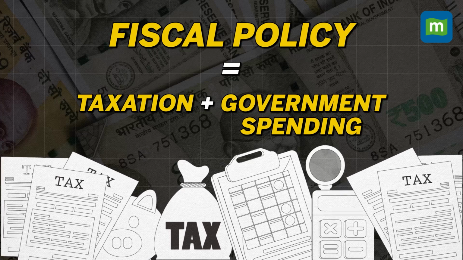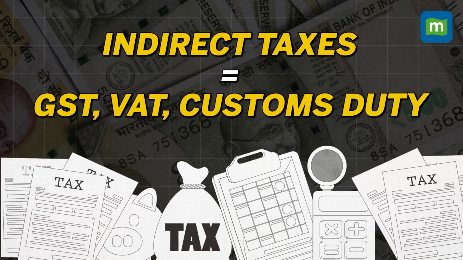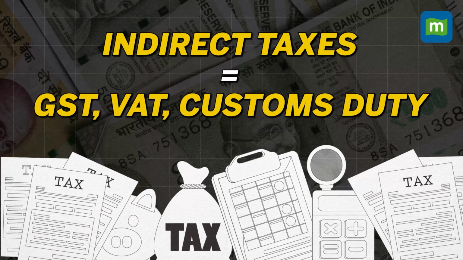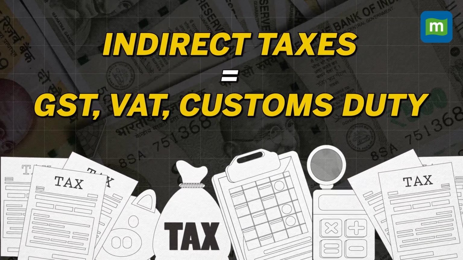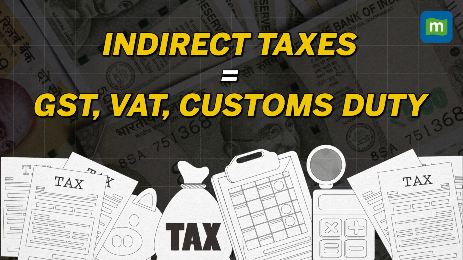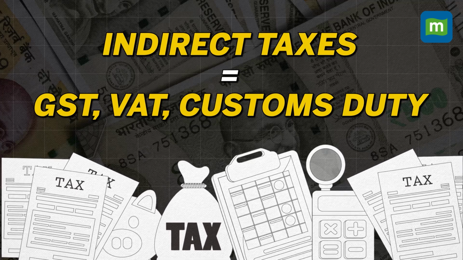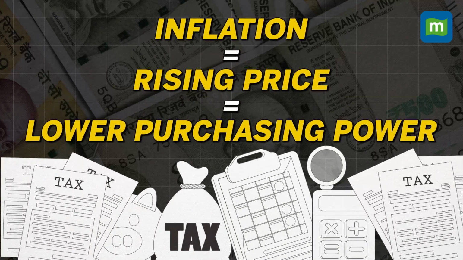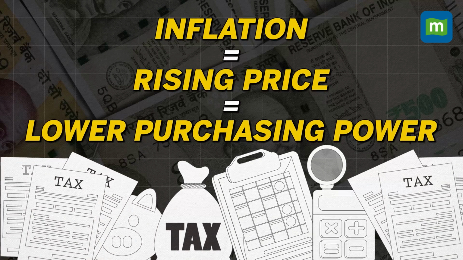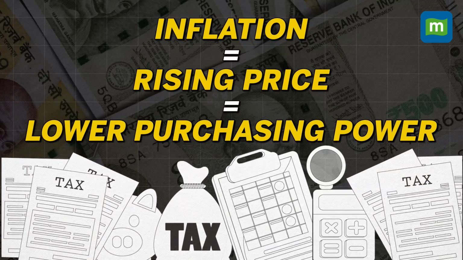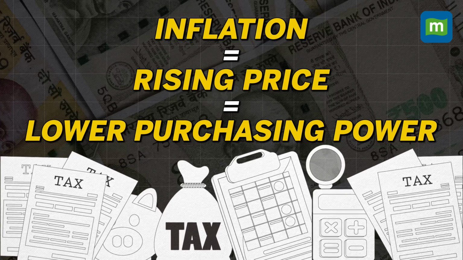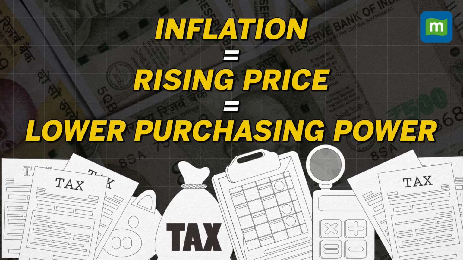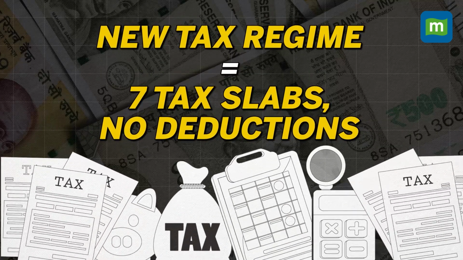Now we have discussed the key terms, let's also take a look at the indirect taxes, what exactly they are. These are the taxes that are imposed on goods and services like GST, VAT and custom duties. You must have also come across the term inflation. Inflation refers to the increase in the prices across the economy, which reduces the purchasing power of a common man.